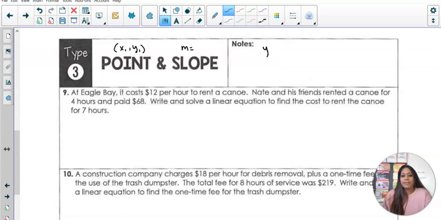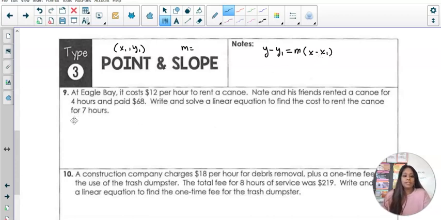So it is, let me see if I remember. It's on my board right there. So y minus y1, the y coordinate of my point that's given, equals my slope times, parentheses, x minus x1.